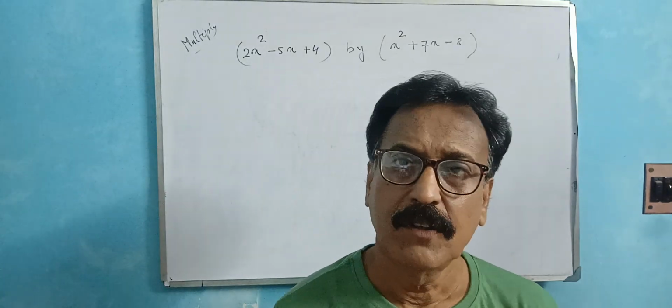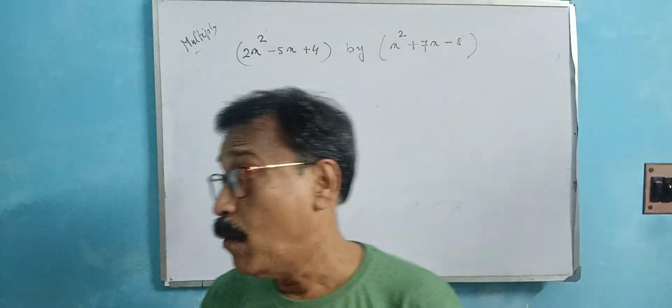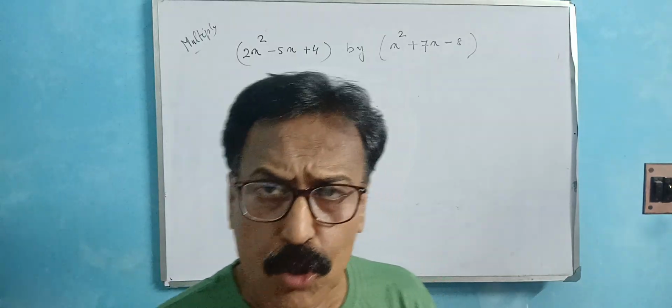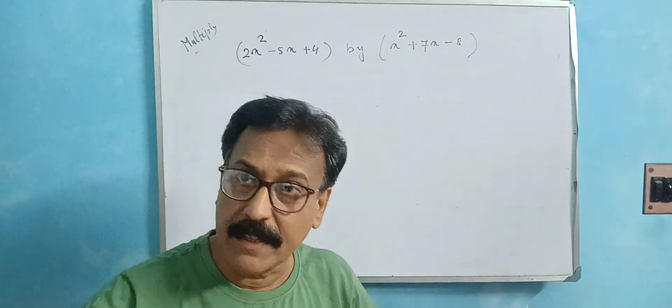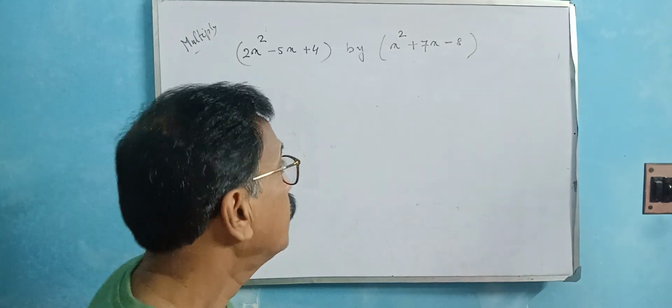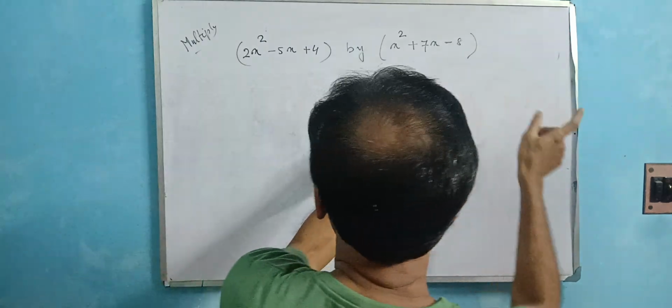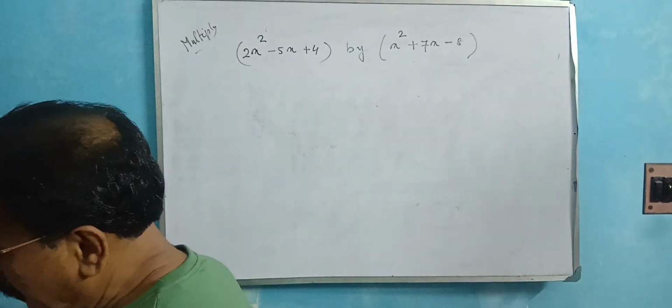Now you solve the sum in two ways. One is the column process, one is the horizontal process. Which one is easier to you? Which one is better understanding to you? You solve it. In case I just solve in the horizontal process.